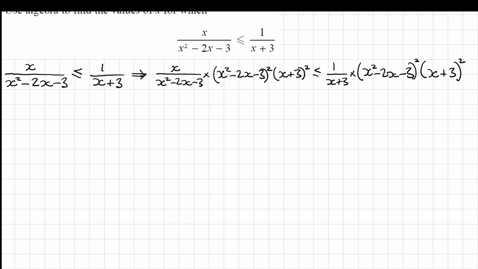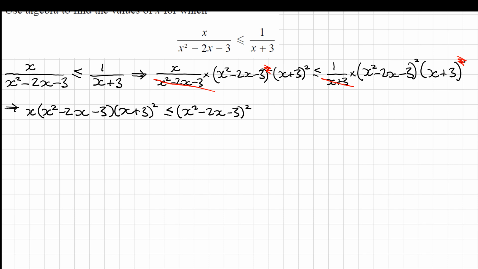Right, we can do some cancelling out now. This denominator is going to cancel out with the square, and the same on the other side, the denominator is going to cancel out with the square. So let's now write down what's left. We've got x times by x squared minus 2x minus 3 times by x plus 3 all squared is less than or equal to x squared minus 2x minus 3 all squared times by x plus 3.